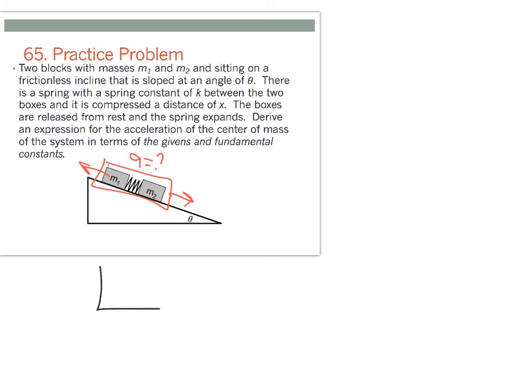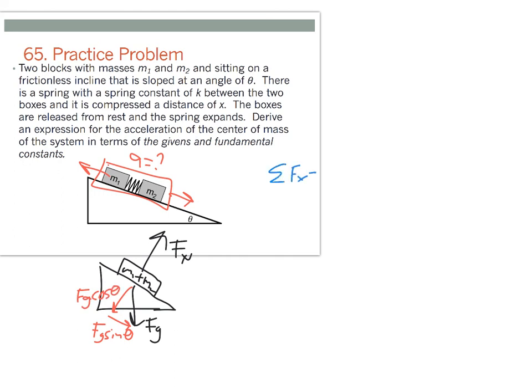However, this problem can be simplified if we just consider this to be a system of M1 plus M2. And then we're thinking only about the forces acting on our system. And the forces on our system are just the normal force and the force of gravity. And this ends up simplifying to a fairly basic force problem where we have our components of the force of gravity, Fg sine theta and Fg cosine theta, and all we need to do in order to get the acceleration is set up the sum of the forces in the x direction.